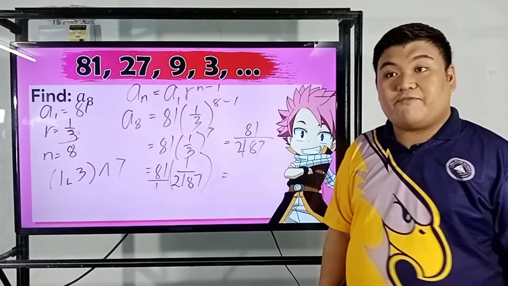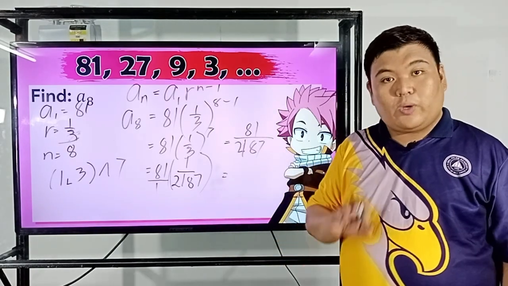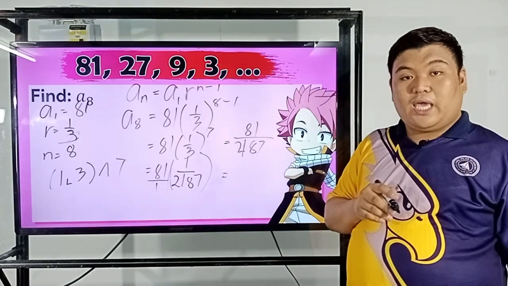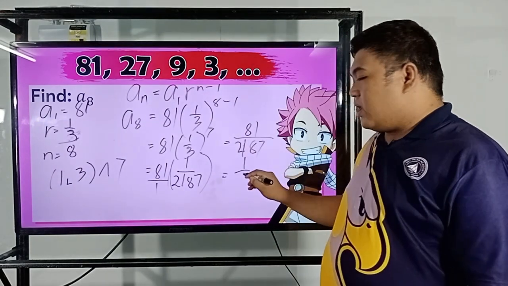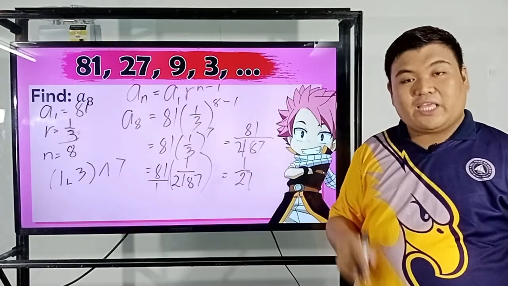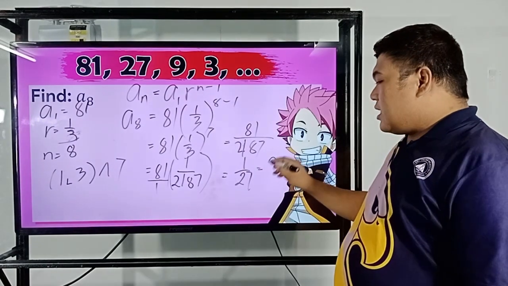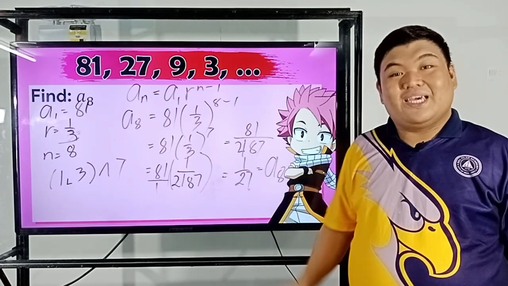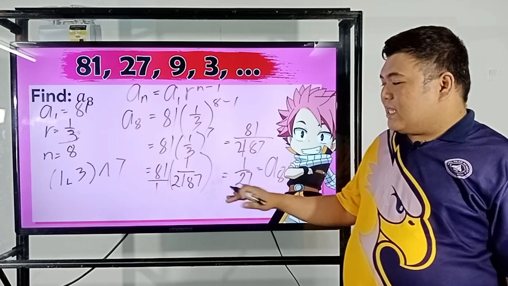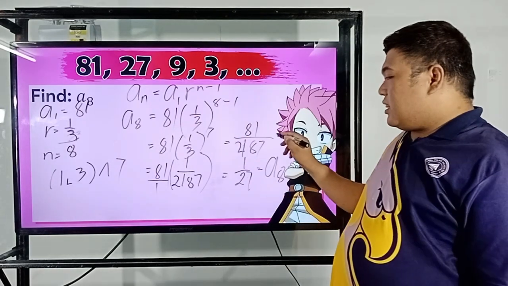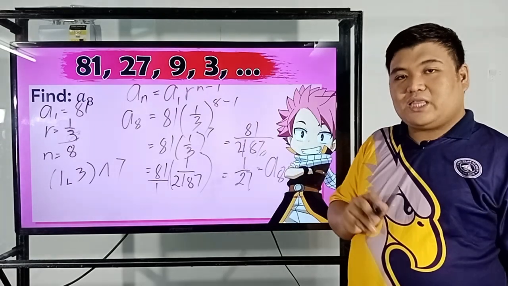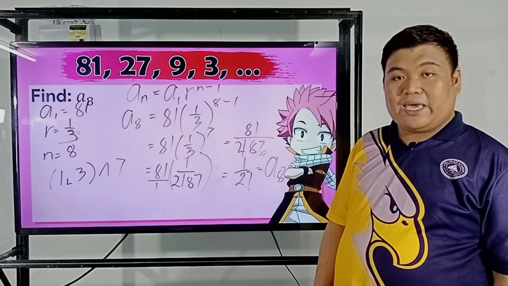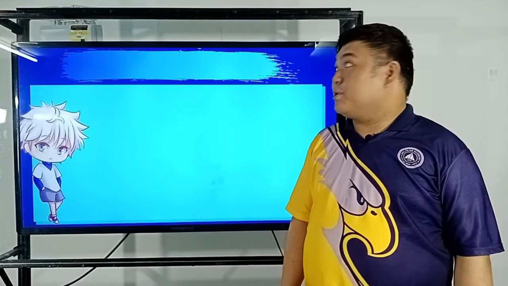2,187. Obviously, hindi yan yung magiging final answer natin. We need to reduce it to its lowest term. And the lowest term of 81 over 2,187 is 1 over 27. And 1 over 27 is now the 8th term of this geometric sequence. So again, saan nang galing si 1 over 27? That is the lowest term po, the 81 over 2,187.